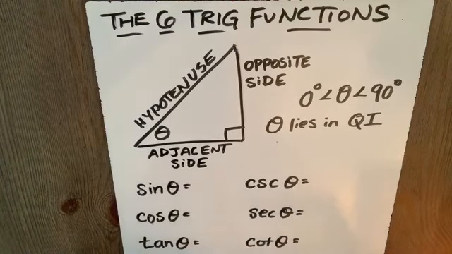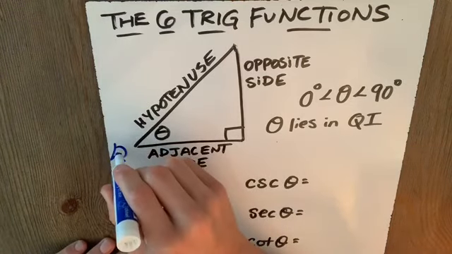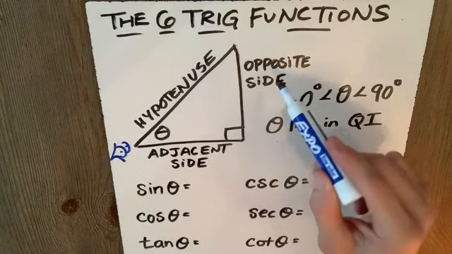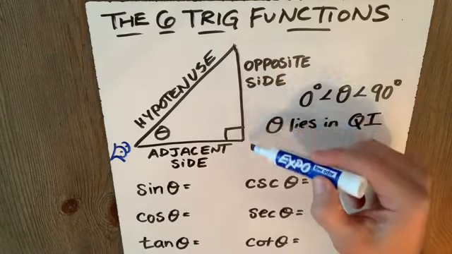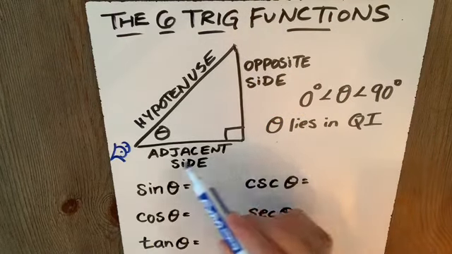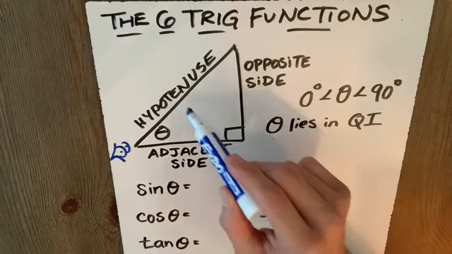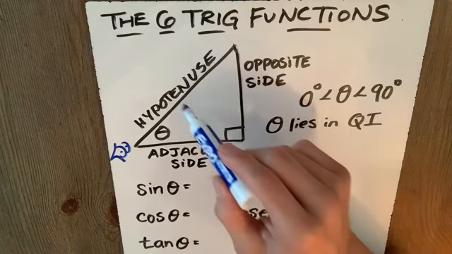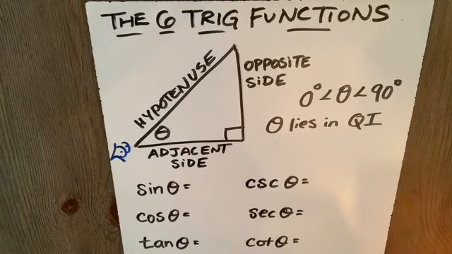From this angle's perspective, if we put our baby blue eyeballs looking through that angle, the opposite side is found here, the adjacent side is found here, and always across from the 90-degree angle, or the pi over 2 angle, the right angle, is the hypotenuse. So we're talking about right triangles here.